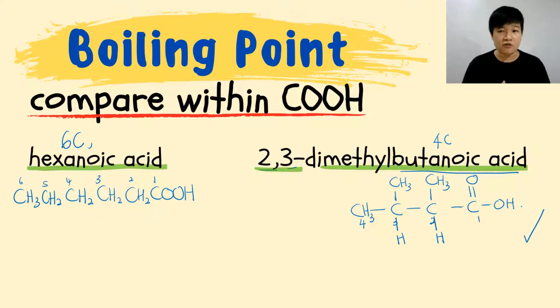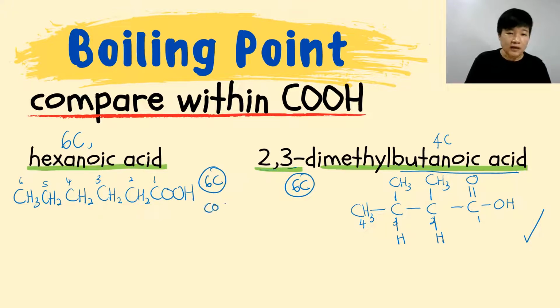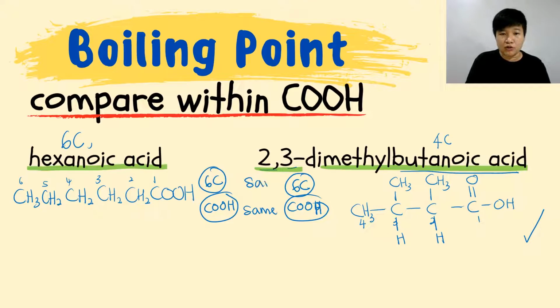And over here, what you realize is the total number of carbon is the same. I have 6 carbon in total. Okay? I have 1 COOH group. So, number of OH group is the same. The number of carbon is also the same. 2 factors are the same already. Then only we can move to the third factor, which is your contact surface area.